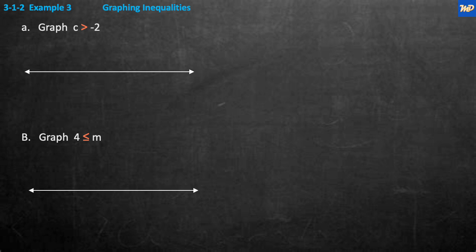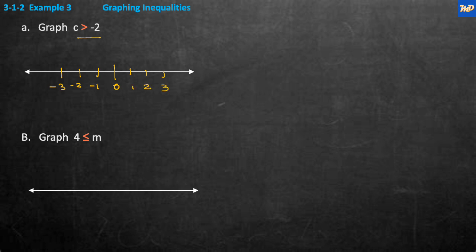Okay, example 3, graphing inequalities. So let's graph a couple here. Problem A: graph c is greater than -2. So I put a line on here for us, so we'll have a nice straight place to start from. And I'm going to write some numbers on the line. I'm going to start here at 0. This is our 0. -1, -2, -3, and 1, 2, 3.